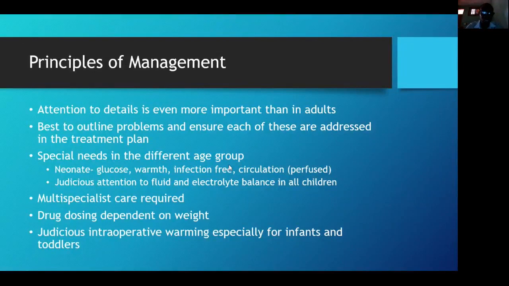And then we also need to make sure neonates are well perfused. The meaning is that a neonate should ideally be pink. This will tell us that the neonate is well perfused. Then another thing to take care of is judicious attention to fluid and electrolyte balance, and we need to assess their hydration status.